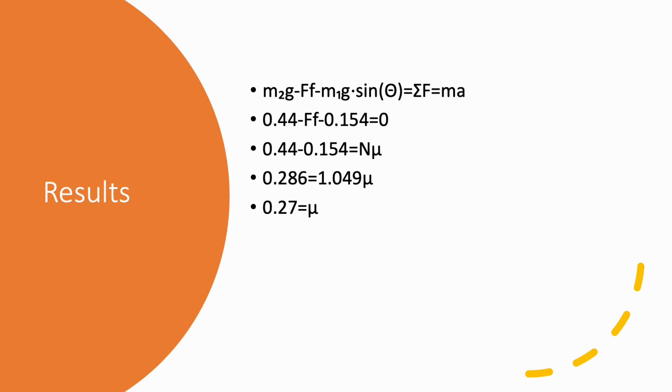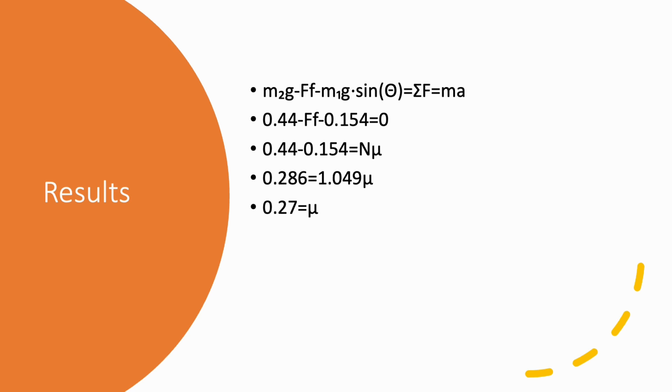Then we set m1g sine theta equal to 0.154. Since the system isn't moving, acceleration is 0, so the net force is 0, because 0 times anything is 0. We added F of F to the other side and split it into what it is: the normal force times the static coefficient. So we're left with 0.44 minus 0.154 equals the normal force times the static coefficient. That leaves us with 0.286 equals 1.049 times the mu.